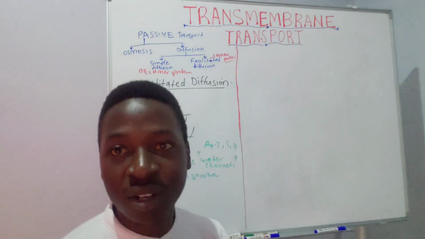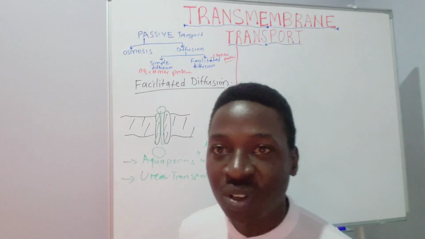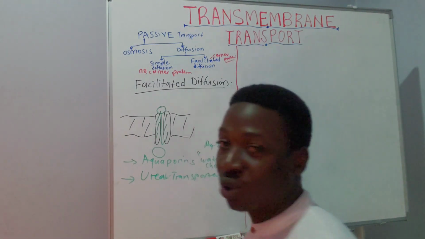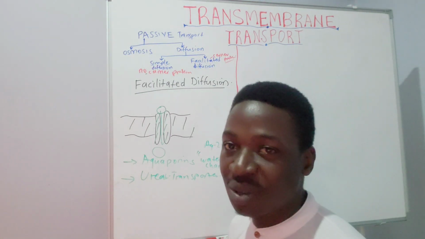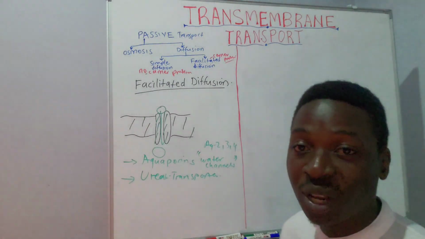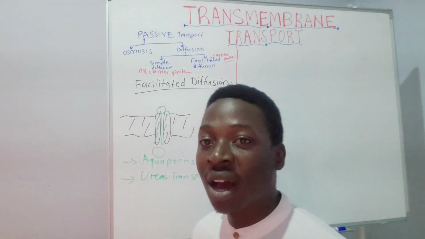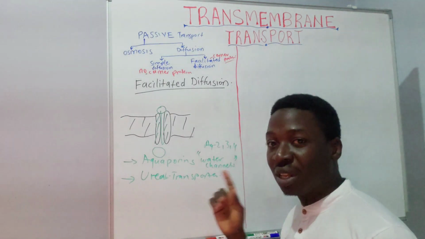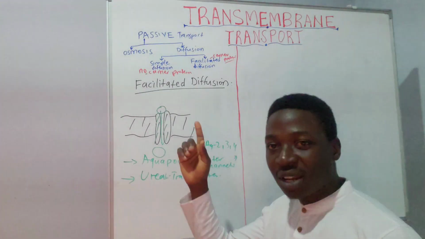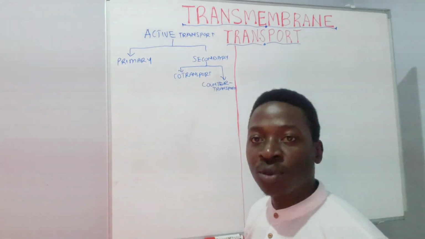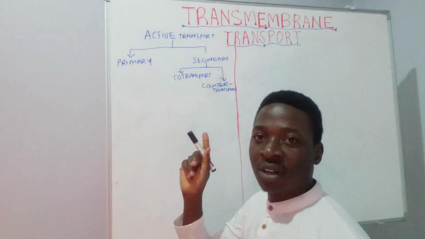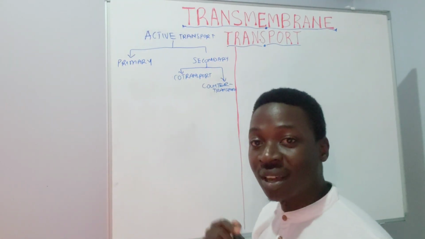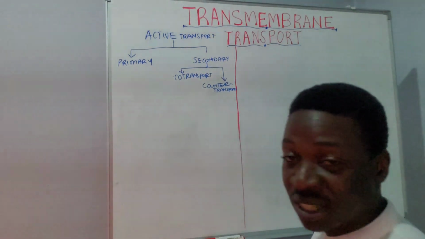But in a nutshell, simple diffusion does not require energy, and facilitated diffusion also does not require energy. Simple diffusion has no carrier protein engaged, and for facilitated diffusion you will have a carrier protein helping in the movement of the molecule from one side of the membrane to the other. So let's look at active transport. Active transport, we said, is a mode of transport that requires the expenditure of energy. And so it's categorized primarily.